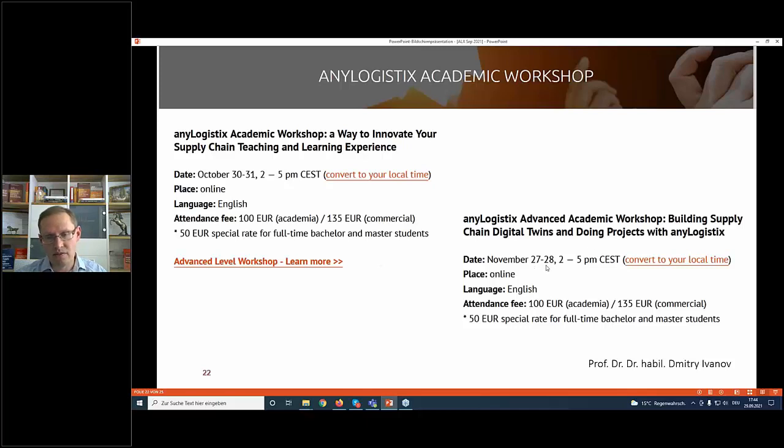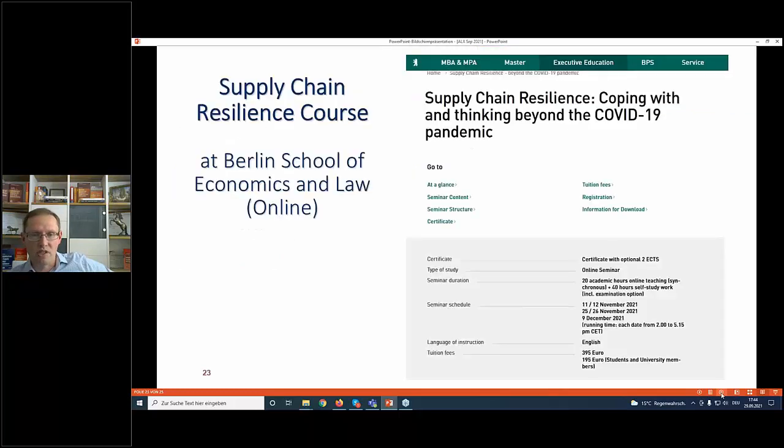And on November 27, 28, it will be an advanced academic workshop where we will look in much more detail during 2 days at the topics which we briefly considered today: how to build digital twins, what is the combination of artificial intelligence and simulation optimization, and also, from a consulting point of view and from a researcher's point of view, how to do projects using anyLogistix, both consulting and research projects, and also teaching projects. If you are interested, you can register at the anyLogistix website as you did for this workshop.